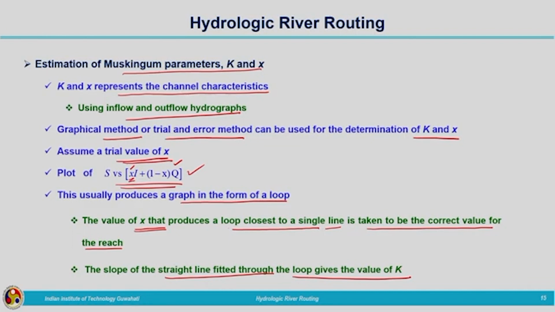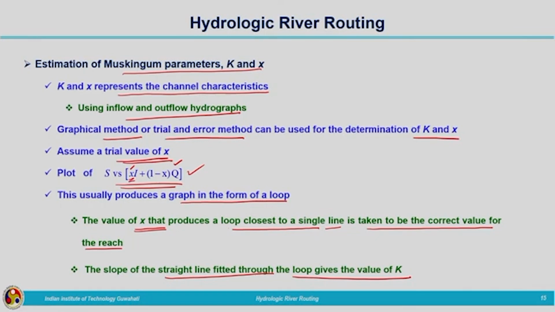For different values of x, we will be having different loops, and as the x value changes, depending on the shape of the loop, we will know how this x has to be adjusted. This will continue until we get an approximately straight line rather than a loop, or the loop can be approximated by means of a straight line. So, the slope of this straight line will be giving us the value corresponding to k. This is the method which is followed for the determination of k and x.